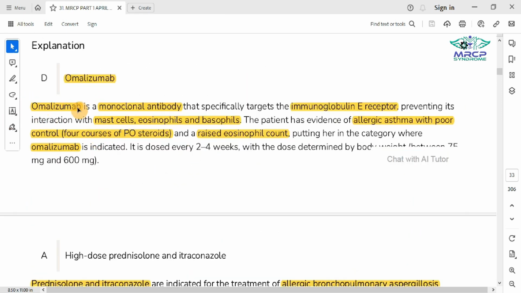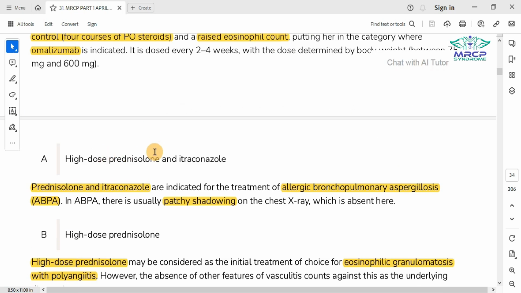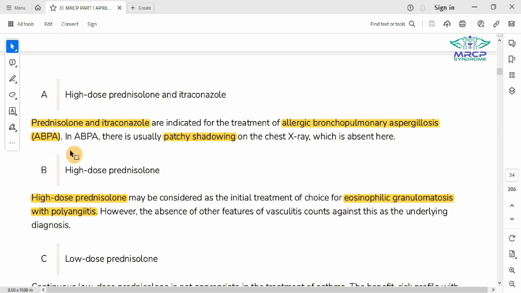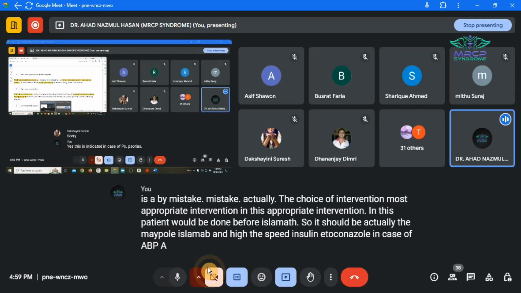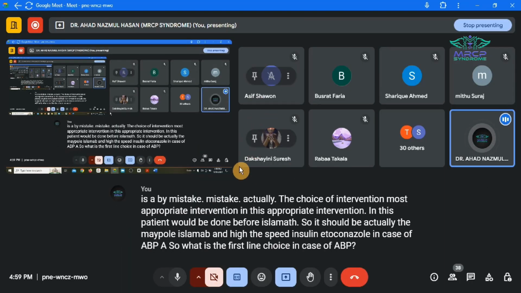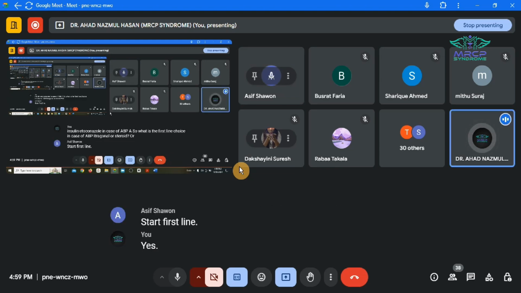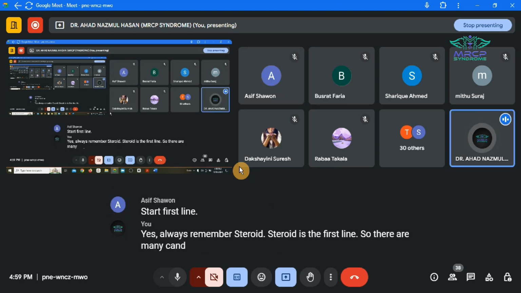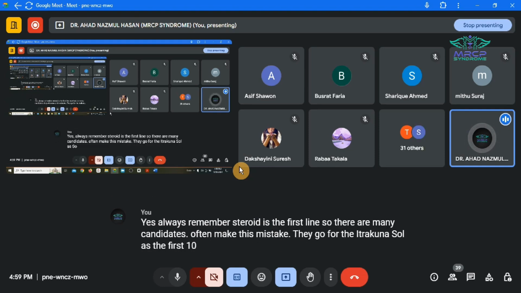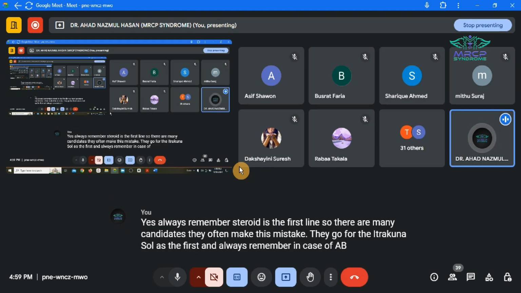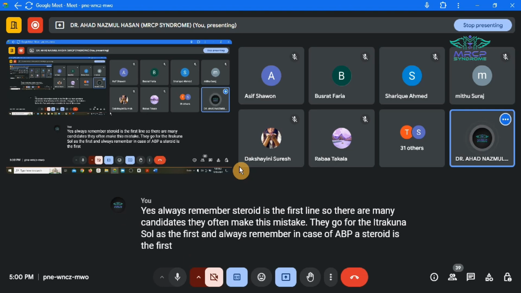So it should be actually the mepolizumab, and high dose prednisolone, itraconazole in case of ABPA. So what is the first line choice in case of ABPA? Itraconazole or steroid? Steroid first. Yes, steroid is the first line. Always remember, many candidates often make this mistake. They go for the itraconazole as the first line. Always remember, in case of ABPA, steroid is the first line, itraconazole is the second line.